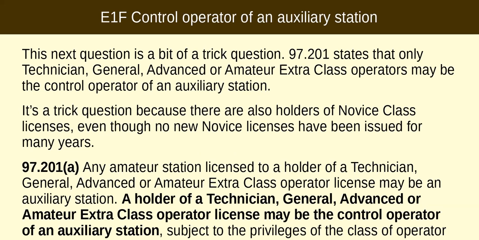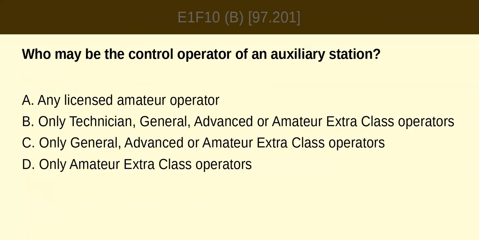Oh, this is the tricky one. Because 97.201(a) says that any amateur station licensed to a holder of a technician, general, advanced, or amateur extra license may be an auxiliary station. Okay. So an auxiliary station can be a station licensed to technician, general, advanced, or extra. But not a novice. So who may be the control operator of an auxiliary station? Means it's not A.